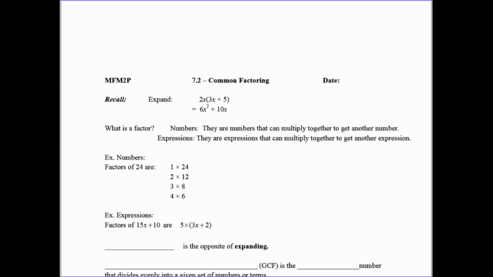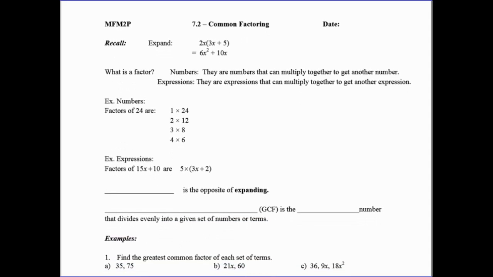All right, so today we're talking about common factors. Common factoring. So we learned yesterday how to expand. Okay, so here they did the distributive property. 2 times 3 is 6. 2x times 3x is 6x squared. 2 times 5 is 10 with the x.